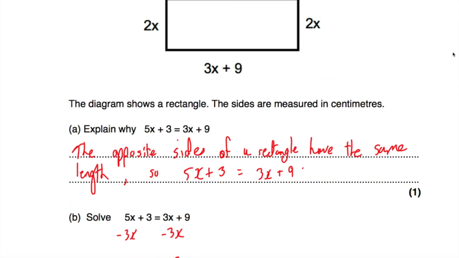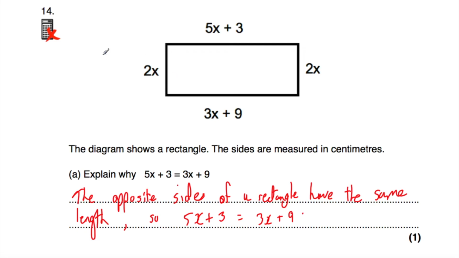So if we go up here, we want to find the perimeter of this rectangle. We know that x is equal to 3, so let's substitute that in and find out the length and the width of this rectangle. So 2x, 2 times x, that would be 2 times 3, which would be equal to 6. So that's 6 centimetres. That means that this side would also be 6 centimetres. And then in terms of the top here, you've got 5 times x, that's 5 times 3, which is 15, plus 3 is 18. So that's 18 centimetres there for the length of the top of the rectangle.